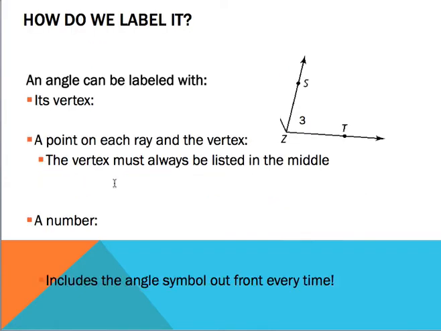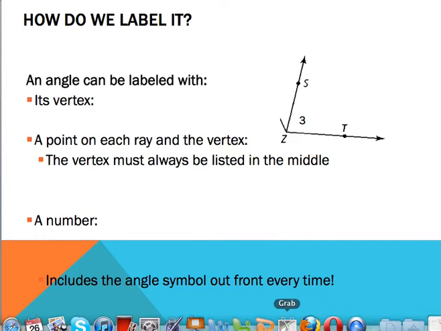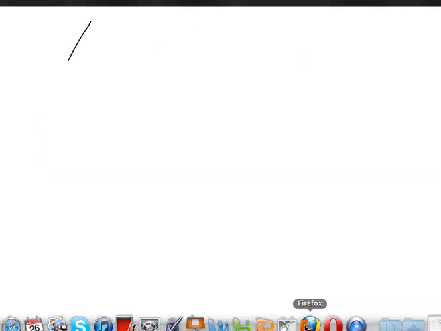Alright, how we label it. So the way we label our angles are by 3 ways. We can either label it by just its vertex. So you'll notice that in this angle, its vertex is point Z. So what we could label this angle is angle Z. Okay, that's our first way that we could label it. Alright, you do want to write down the 3 ways you can label it. So you want to write vertex only.